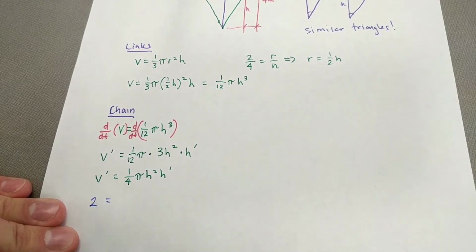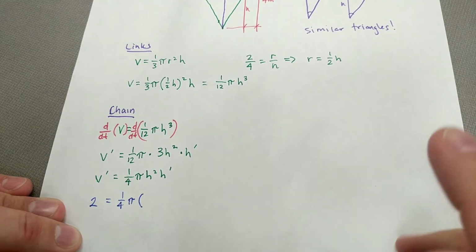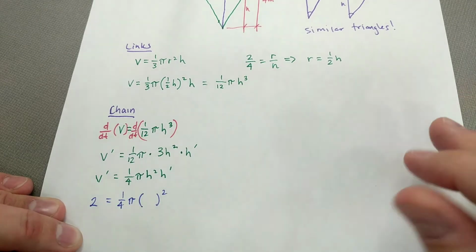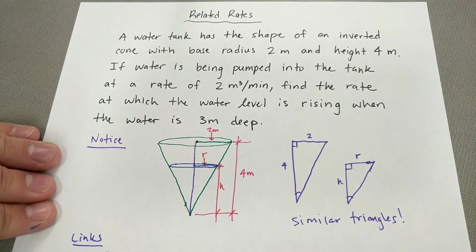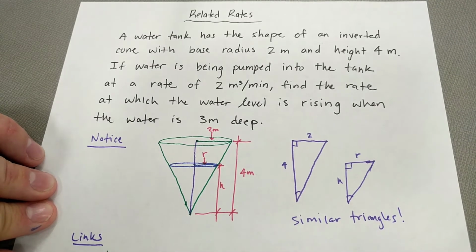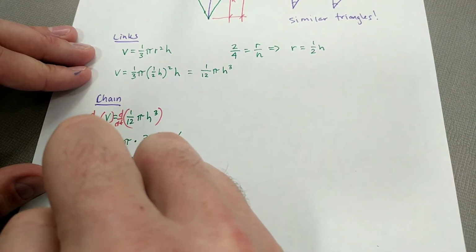All right, let's keep going. 1/4 pi times h squared. Do I know the height? Well, let's come back up. We do know the height. The moment we're interested in is when the height is 3 meters. So we can come back down here and substitute in 3.